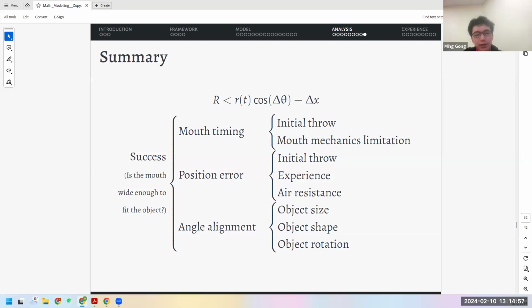And here's a summary of our model. It centers on the idea of whether Fritz's mouth opening is wide enough to fit the object, which is this formula, and is divided into 3 parts: the mouth timing, position error, and angle of alignment, which is further affected by factors such as the initial throw, the mouth mechanics limitation, Fritz's experience, and other factors such as air resistance and the object's shape, size, and orientation. We use differential equations for the mouth opening and kinematics for the distance and angle calculations, and furthermore, an AI tracker to supplement getting the constants. And all of these combine to a complex relationship between the final mouth radius and the different initial parameters, and whether the size of the food will fit in with that radius.